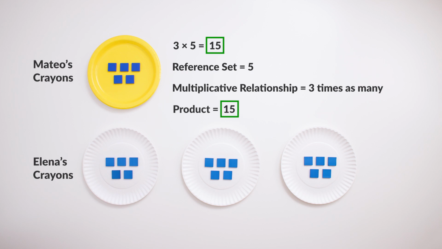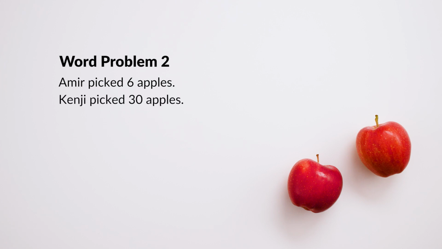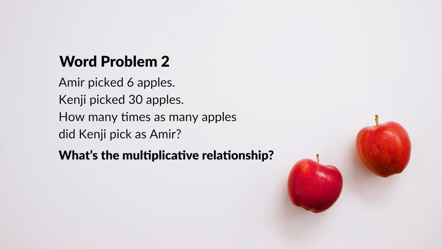In the crayons problem, the product was unknown. Let's try a new problem with a different kind of unknown. Here's the problem. Amir picked 6 apples. Kenji picked 30 apples. How many times as many apples did Kenji pick as Amir? Okay, we know the number of apples that each person picked, 6 and 30. We also know Kenji picked more apples than Amir, but we don't know how many times as many. That's the multiplicative relationship that we are trying to figure out.